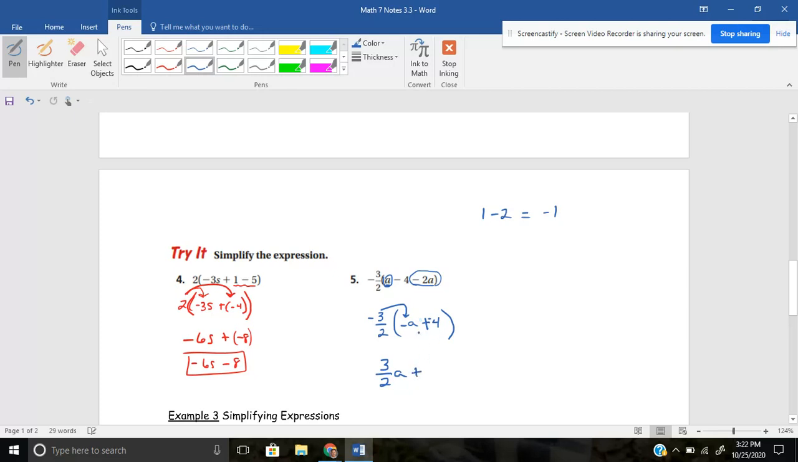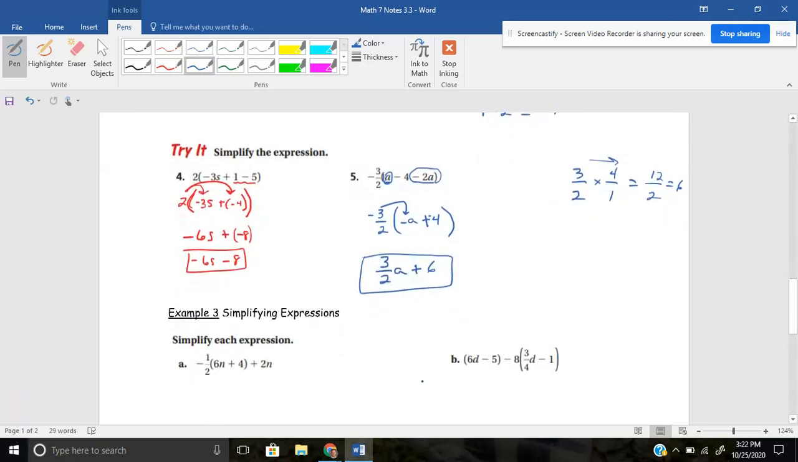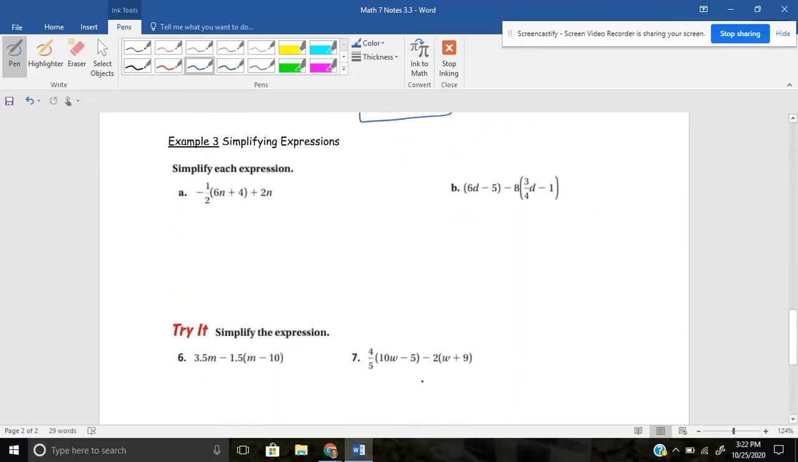Plus, again, I'm going to have a negative times a negative. That's going to give me a positive. And then I have 3 halves times 4. Okay, multiply across will give me 12 over 2, which will give me 6. Okay, so 3 halves a plus 6. If you have questions, please phone a friend or be sure to ask me. And we'll end here with just a couple more examples.